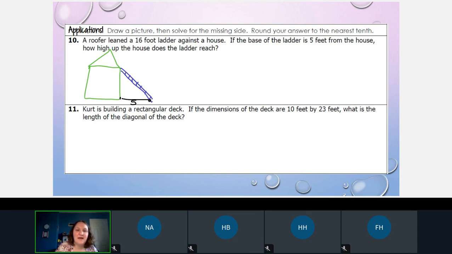How high up the house does the ladder reach? Okay, so how high up the house? That's right here. That's what I'm looking for. So we'll call it X. And there's one more number to put in my picture, and that's 16. That's the 16-foot ladder.